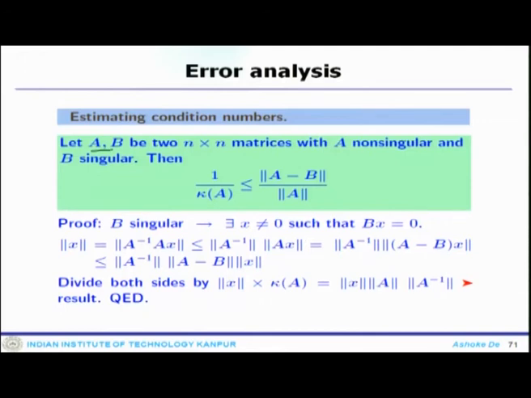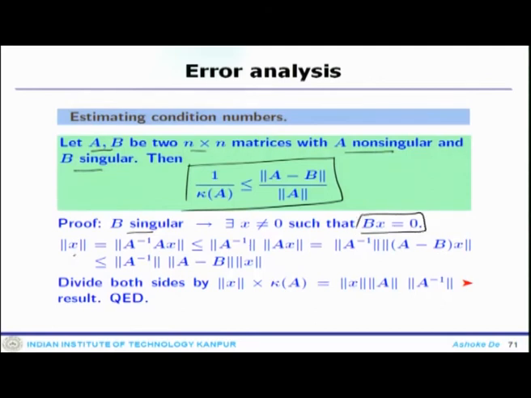If you have A and B, two n by n matrices, and A is non-singular and B is singular, so that means you have one singular matrix and one non-singular matrix, then one can prove that 1 over the condition number is less than or equal to the norm of A minus B divided by the norm of A. So, B is singular, so there exists x not equal to 0 such that B x equals 0.